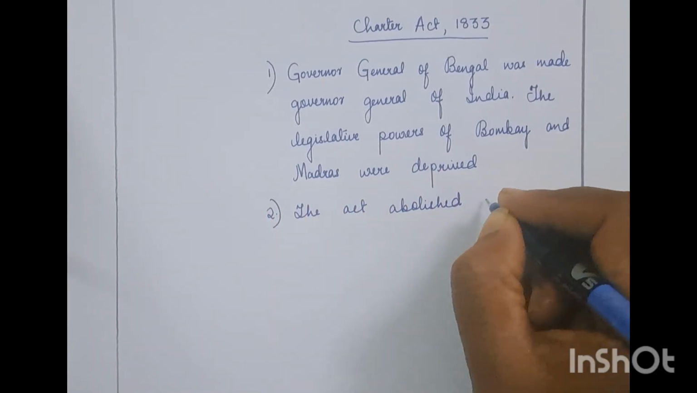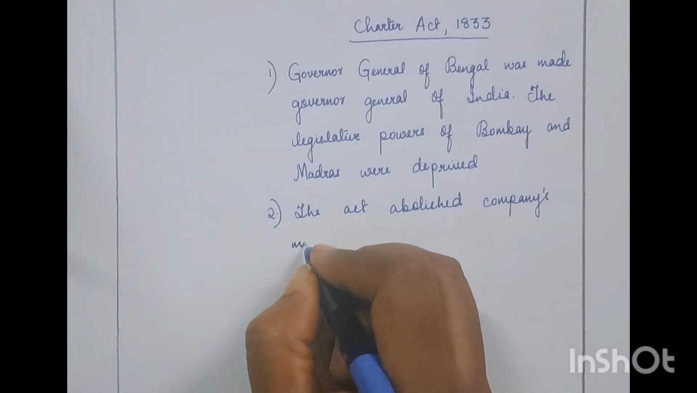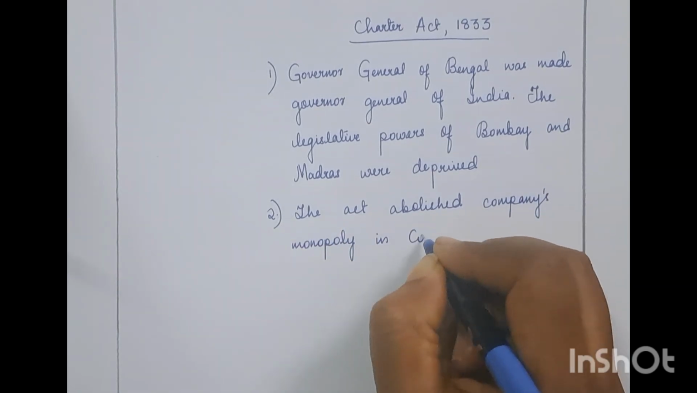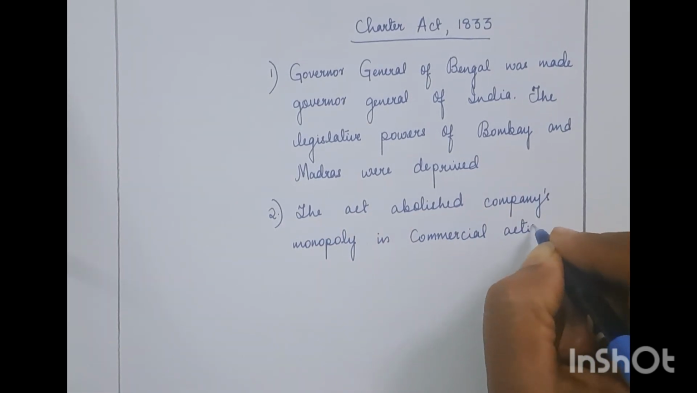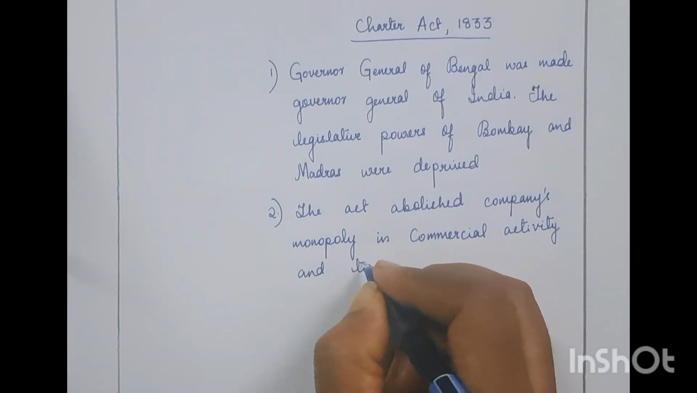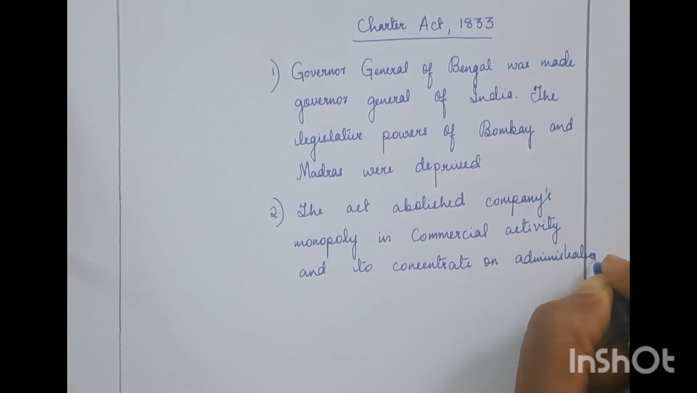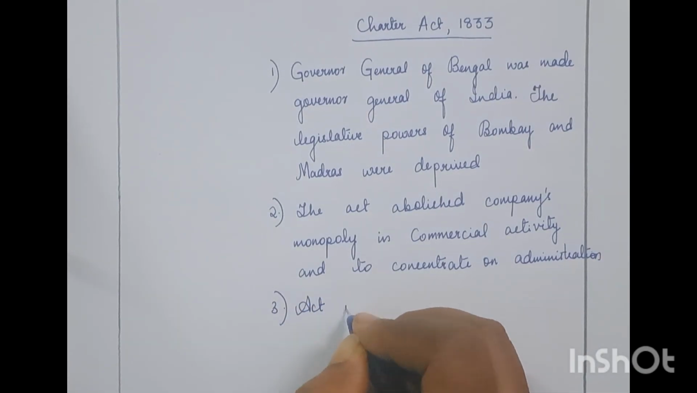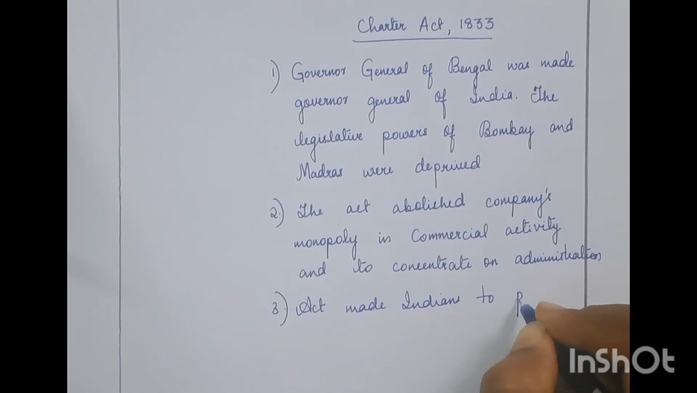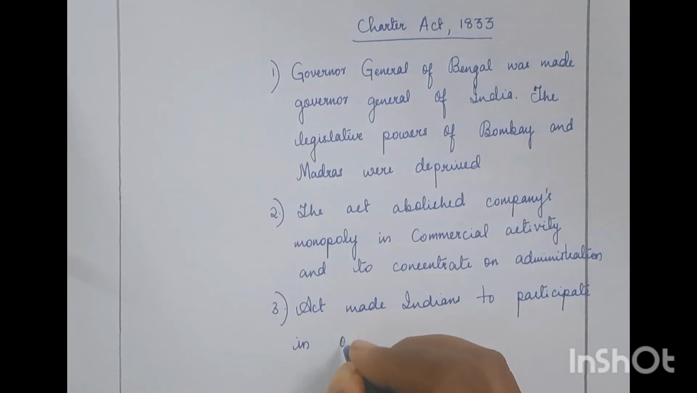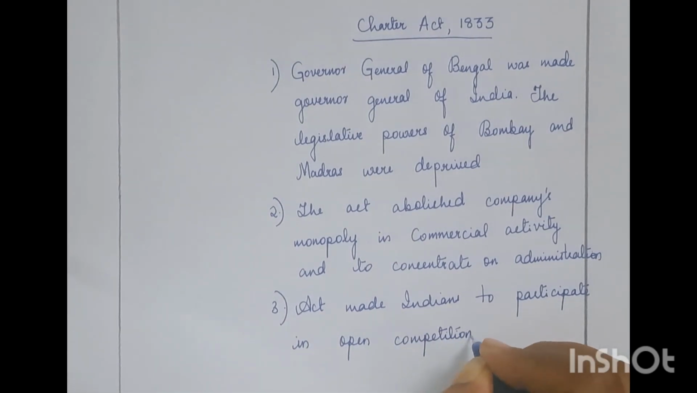The act abolished companies' monopoly in commercial activity and let other companies to trade in India. This is because of the Industrial Revolution. And the act made Indians for the first time to participate in open competition, where Macaulay Committee, the Committee on Indian Civil Service, was appointed in 1854.